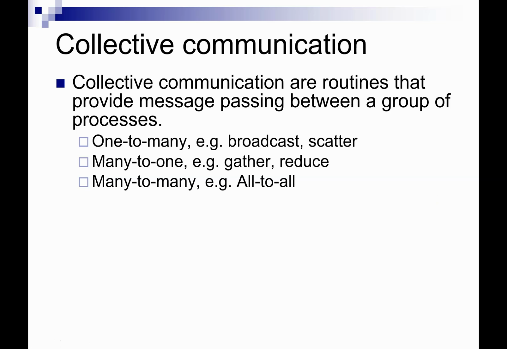So you have one process that sends a message to a bunch of other processes. And there's something similar to this which is called scatter. We'll talk about all of these in detail later. There's also many to one. Instead of broadcasting a message, maybe you could have a process get messages from all of the other processes. So that's many to one. And then you can also have many to many communication, where basically all of the processes talk to each other.